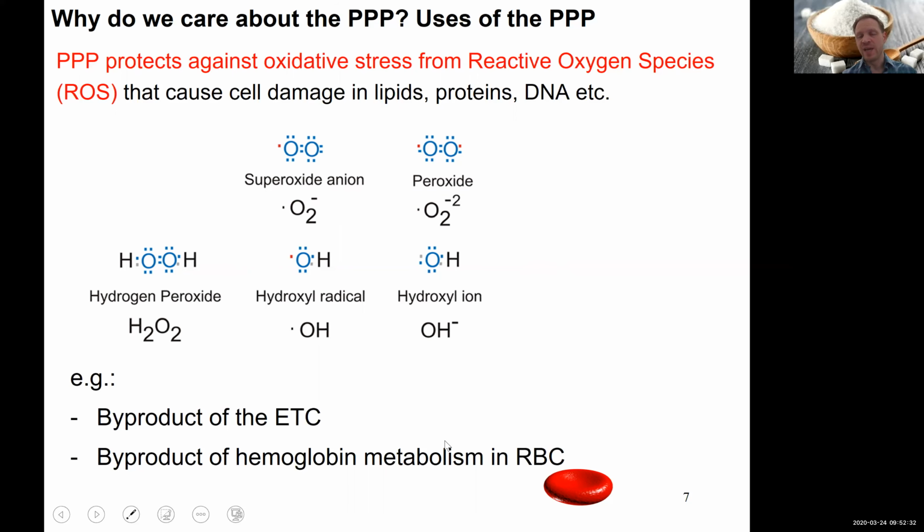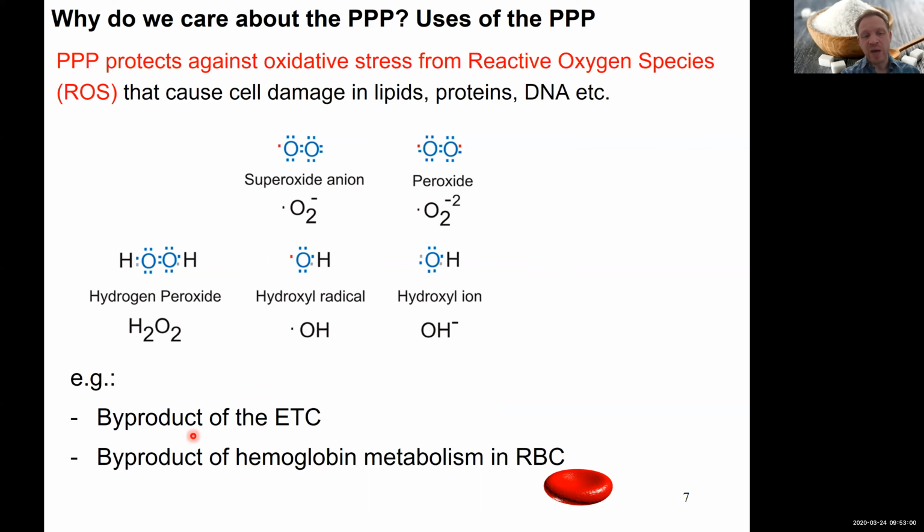And that can obviously have very dramatic consequences. If you haven't heard of ROS or reactive oxygen species, there are a number of those. They're actually natural byproducts of several cellular processes, one of which being the ETC, where we're using oxygen, as you will see. And so ETC is not always running at 100% efficiency. If that is not happening, you're generating these reactive oxygen species.